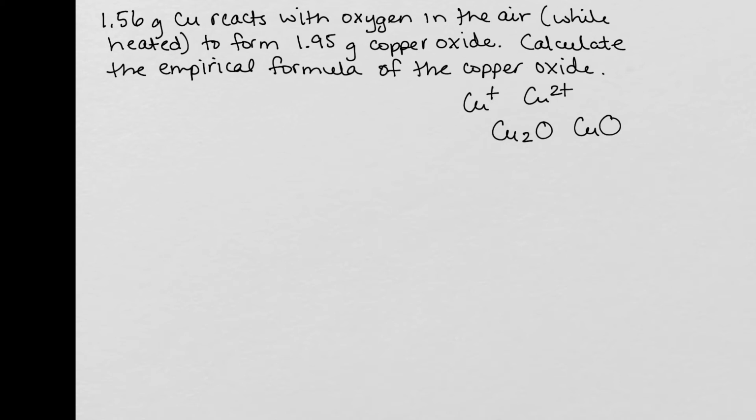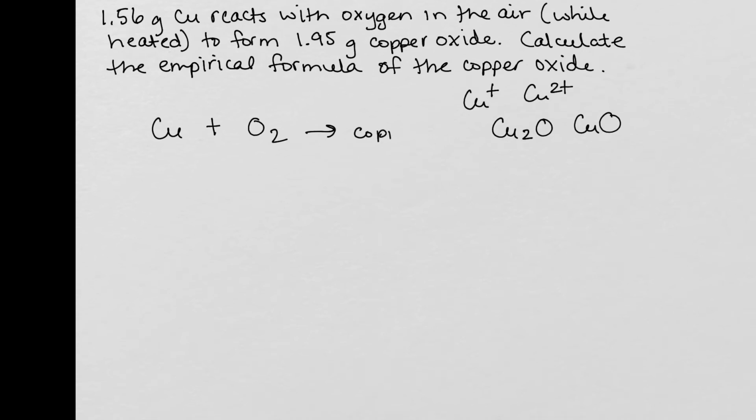But they do tell me that they reacted copper with the oxygen in the air and they measured the mass of their product. And so we can use that to help figure out the empirical formula. So I know that I'm reacting copper with oxygen in the air, which is O2, elemental oxygen, and I'm making copper oxide with a formula that I don't know. And there's 1.56 grams of the copper, and I measured the mass of my product, and that was 1.95 grams. I don't know how much oxygen from the air reacted because I can't measure that, but I can figure it out using conservation of mass.